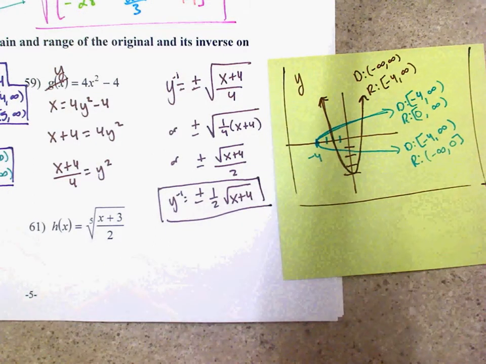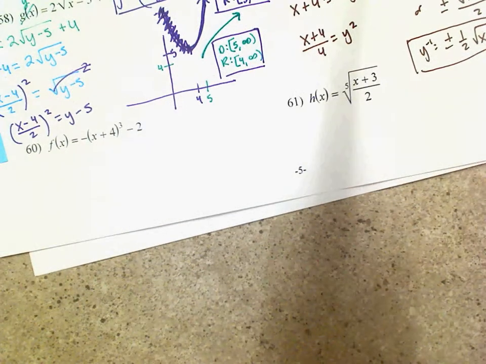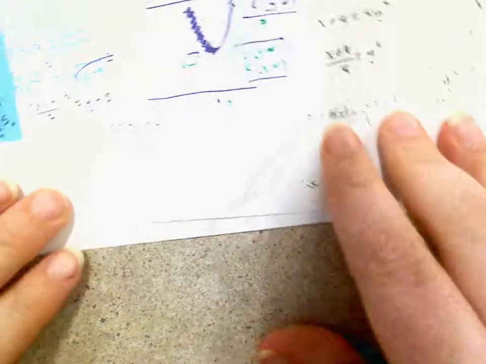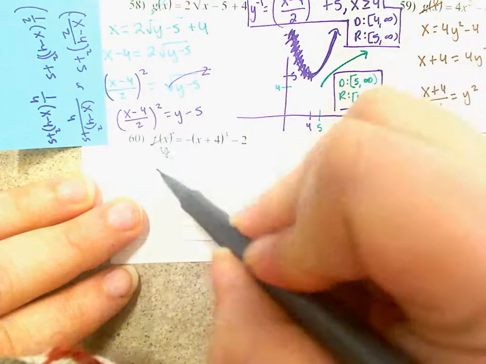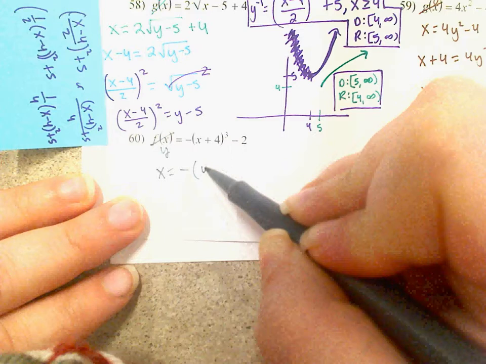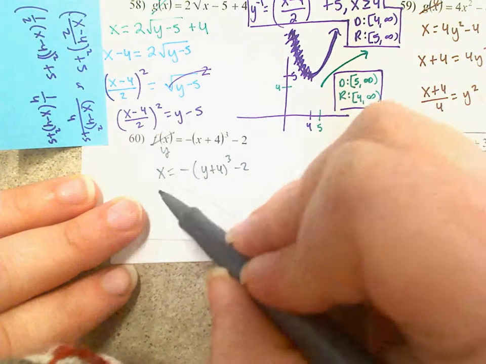Number 60. We need to find the inverse, but you do not have to find domain and range, so you just have to find it. We make this a y, so x equals negative y plus 4 quantity cubed minus 2. So the first thing you want to do is add the 2. X plus 2 equals negative y plus 4 to the third.